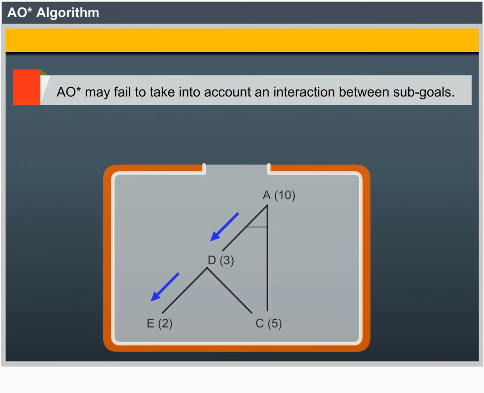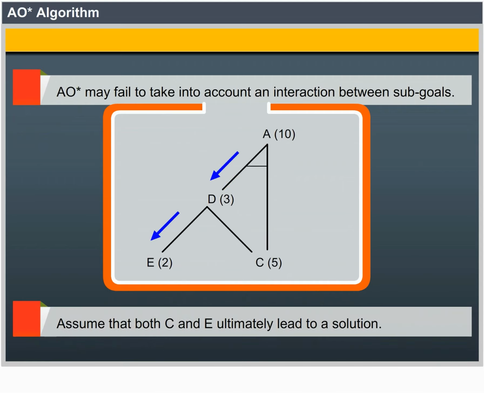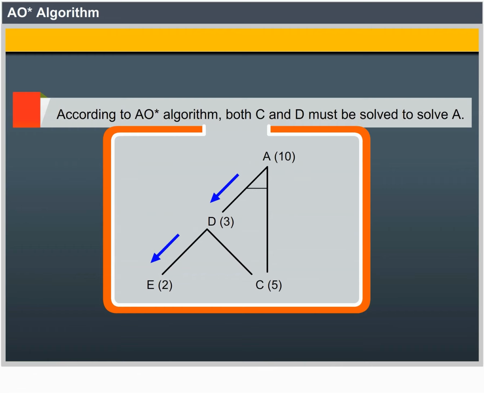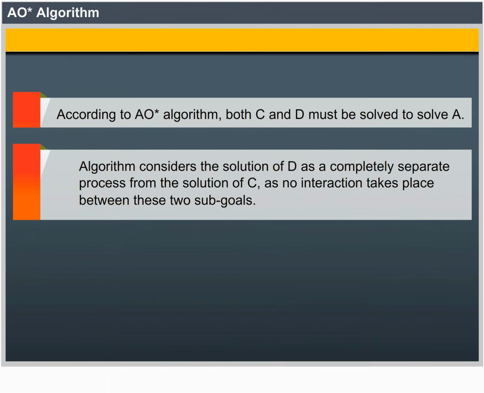AO-star may fail to take into account an interaction between sub-goals. Assume that both C and E ultimately lead to a solution. According to the AO-star algorithm, both C and D must be solved to solve A. The algorithm considers the solution of D as a completely separate process from the solution of C, as no interaction takes place between these two sub-goals.